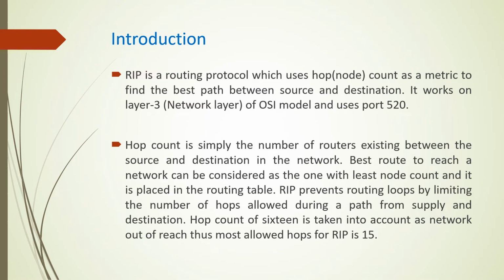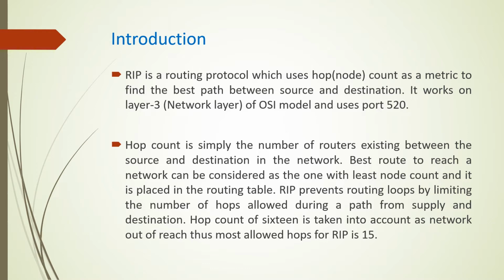So what is RIP? RIP is a routing information protocol which is used to route data packets by finding the best hop count. It is a fairly crude way of trying to determine the best path. This routing information protocol works on the network layer of the OSI model, and it uses port 520. Here the hop count is simply the number of routers existing between the source and the destination in the network. The best route to reach a network can be considered as the one with the least node count, and it is placed in the routing table.